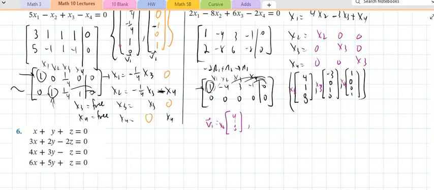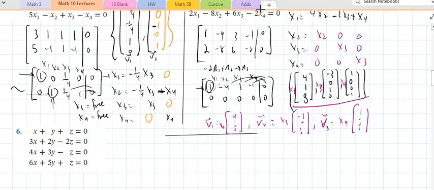Right? v sub 2 is going to be x sub 3 times, well, look at the column of x3: -3, 0, 1, 0, and x sub 4, v sub 3 is going to be x sub 4 times 1, 0, 0, 1. But when you list them as vectors, you just list the coefficients, because any linear combination of those will do since they are linearly independent. So here the dimension of the solution space is actually 3: v1, v2, v3.